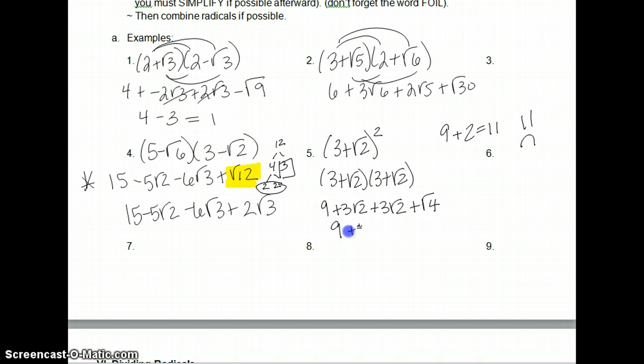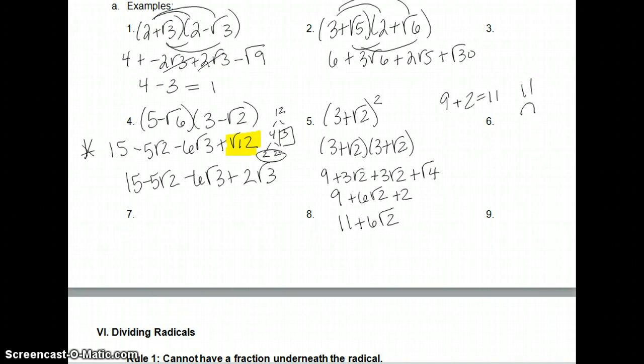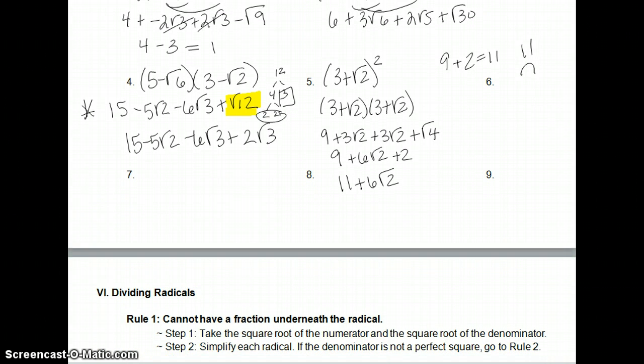So this is 9 plus 6 root 2 plus 2. So my final answer is 11 plus 6 root 2. Remember that the integer should always come first, and we write the radical second. As soon as I get the example up on the screen, I want you to pause again and try this example on your own.